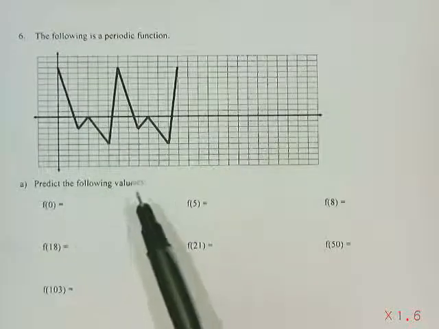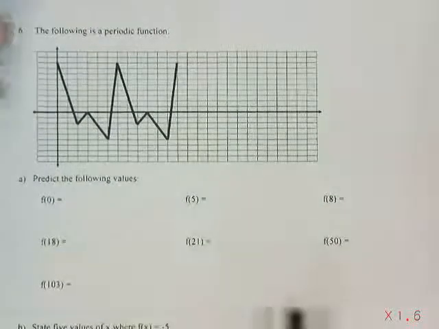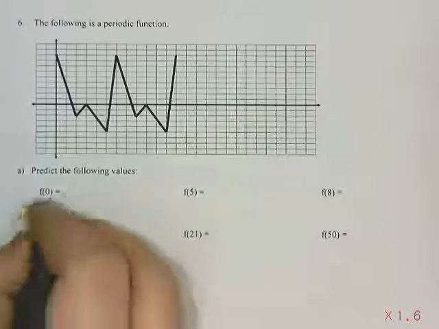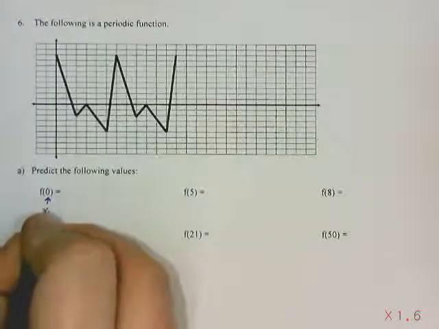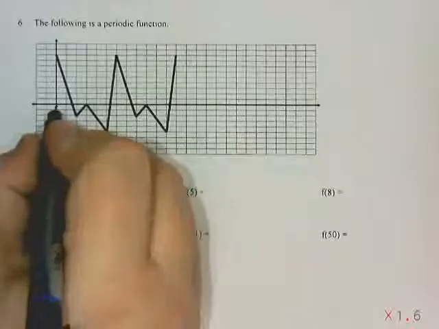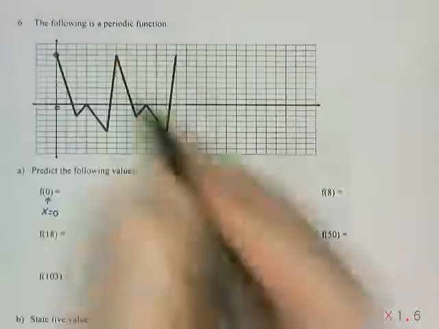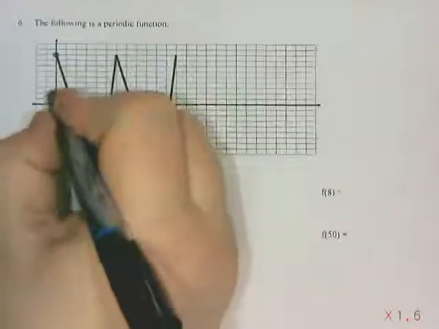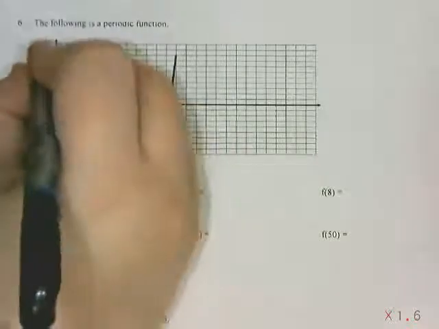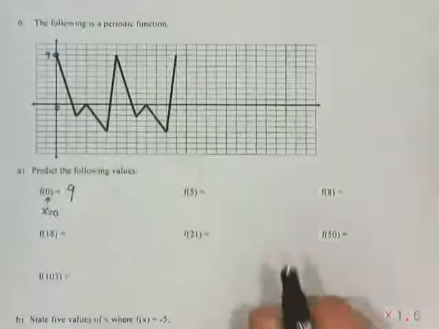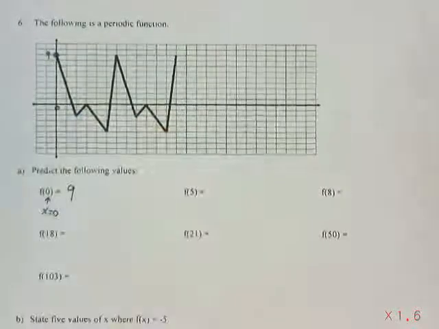So it says predict the following values, and I have f at 0. Now we've talked about function notation a little bit, but this is function notation, and this is really just asking what is y when x equals 0. It's just a little shorter way of writing it out. So what we want to do is go to our graph. We're going to find where x equals 0, which would be here, and we're going to read off that y value from the graph. So when x is 0, y is 1, 2, 3, 4, 5, 6, 7, 8, 9. So f at 0 is going to equal 9. The function when x is 0 is 9.